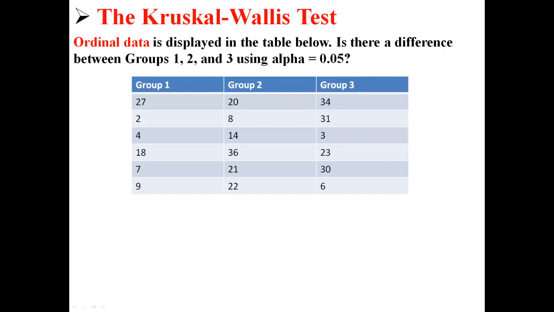Ordinal data is displayed in the table below. Here we have 3 groups and we have 6 scores for each group. Is there a difference between groups 1, 2, and 3 using an alpha level of 0.05? We're going to perform a Kruskal-Wallis test on this data set to see if there's a difference between the 3 groups.